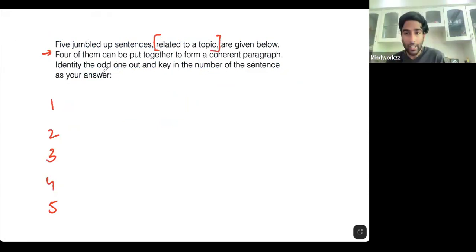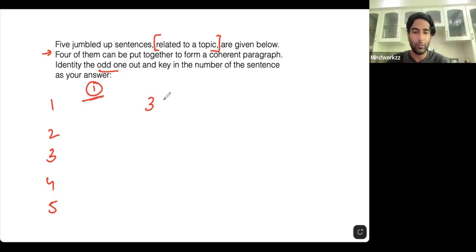That means that 4 of these 5 sentences are taken from a source wherein they can be arranged in a proper manner. All right. So let's say, for example, the first sentence is a sentence which does not belong to the paragraph. And of course, 4 of them can be put together to form a coherent paragraph. Identify the odd one out and key in the number of the sentence as your answer.